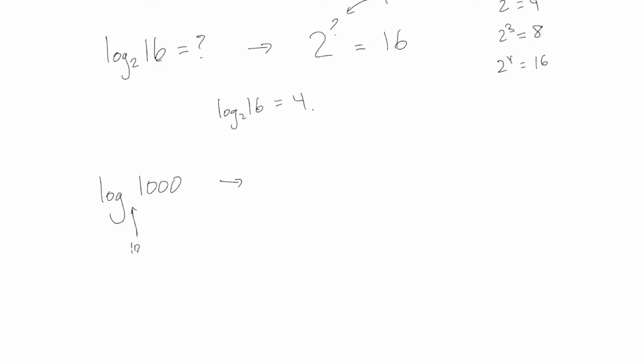And then, to write this in exponential format, it says 10 to what power equals 1,000. And 1,000 is 10 to the power 3. And so the answer is 3. This is why the log base 10 was in common usage, because it is representing how many digits are in this number, if you like. It's one less than the number of digits in that number.